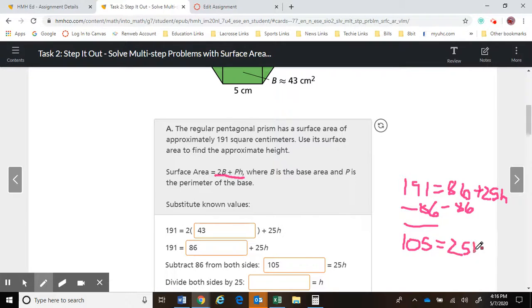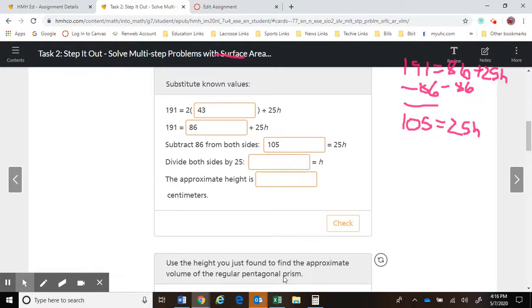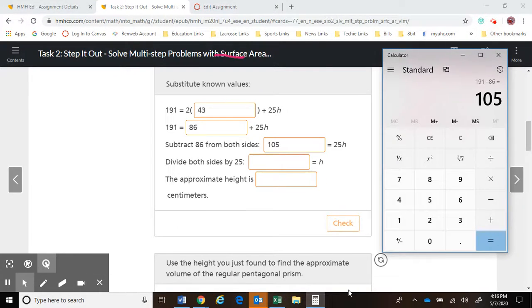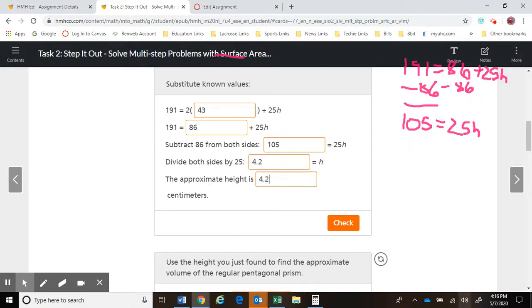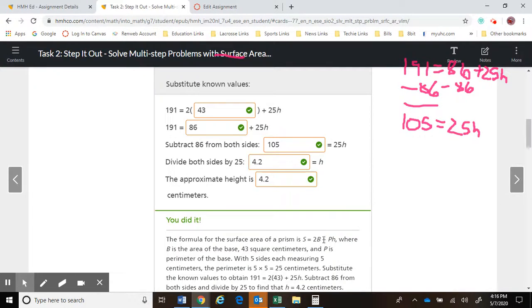Now divide both sides by 25. Okay, so I'm going to divide 105 by 25, and what do I get? 4.2. So the approximate height is 4.2. All right, so there I found my height. So I found the missing value.